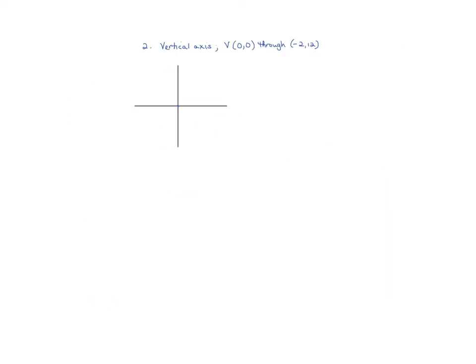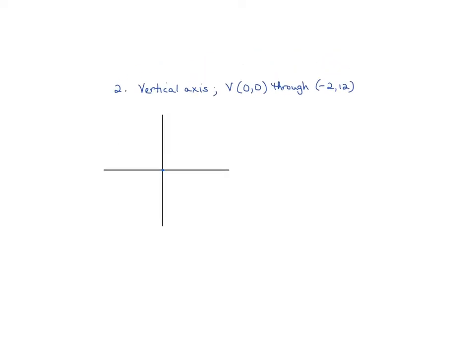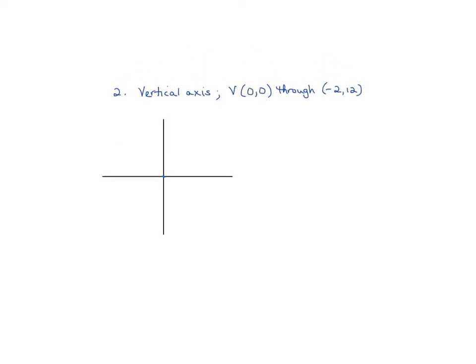Let's look at the next one. Now, when you're doing the homework, your given information may be more than just an ordered pair. They may tell you that it's symmetric. It may say it's symmetric about the vertical axis. They may also describe it as symmetric about the y-axis.